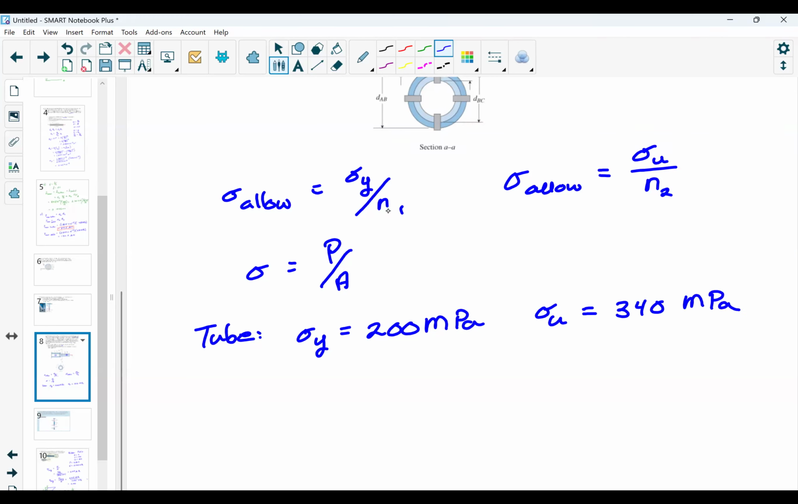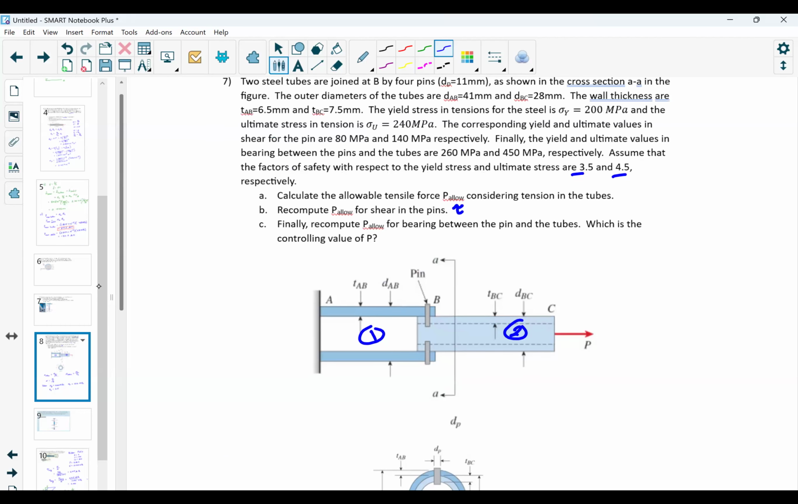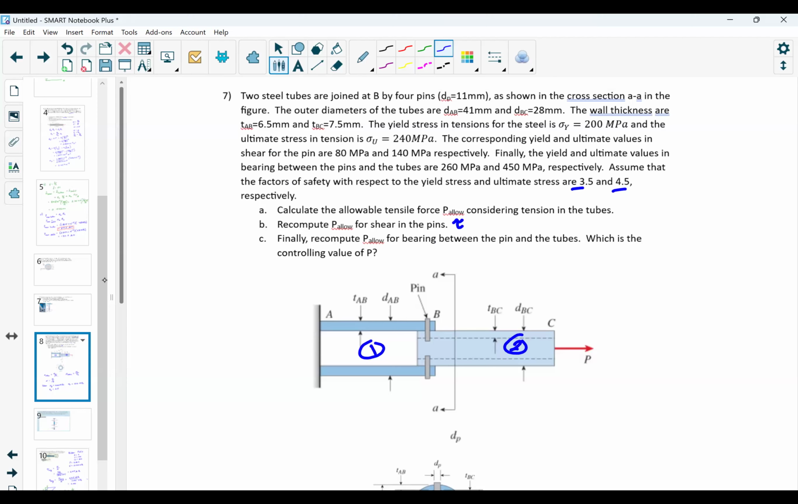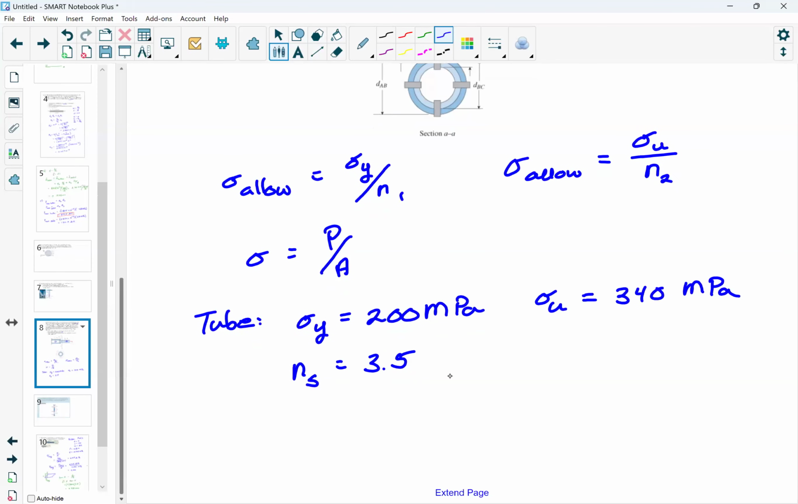Okay, now we've got some different safety factors. All right, and so the safety factor for the steel part, I have in my notes that it's 3.5. Does that make sense? Yeah, okay. So we then have our safety factor of 3.5.